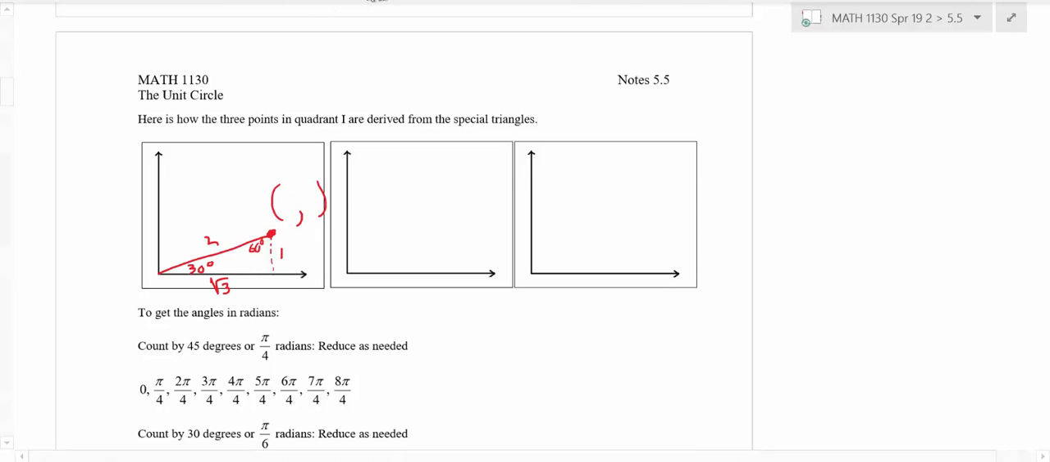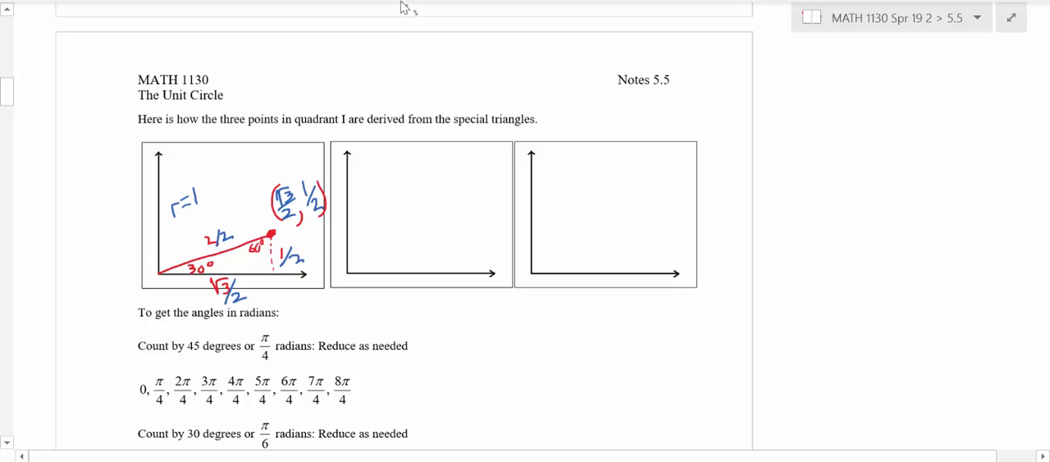Well, remember, this is a unit circle, so basically what you do is the radius is 1. We don't want the radius to be 2, so we can divide everything by 2, and we end up getting the x value is square root of 3 over 2, the y value is 1/2. Okay, that's that first point on the unit circle, and again, it comes from the special triangles. That's why you learn the special triangles, so you know where these numbers come from.